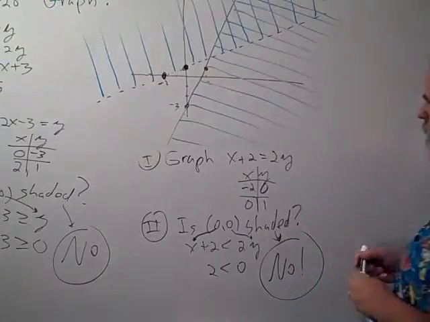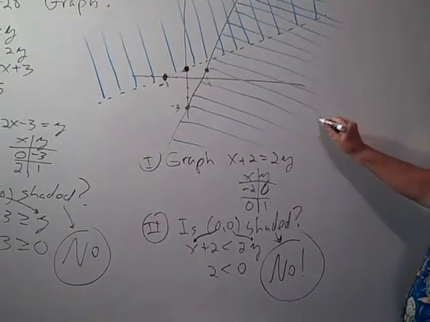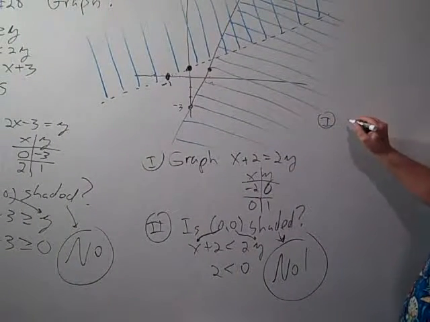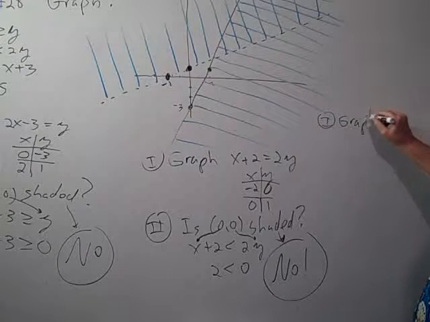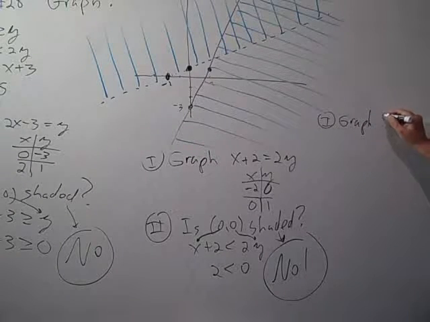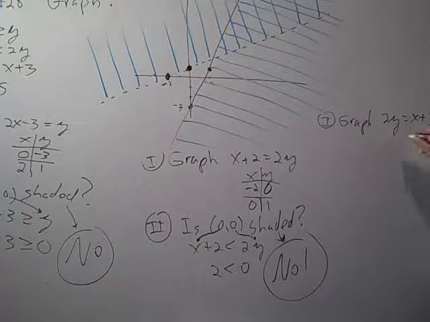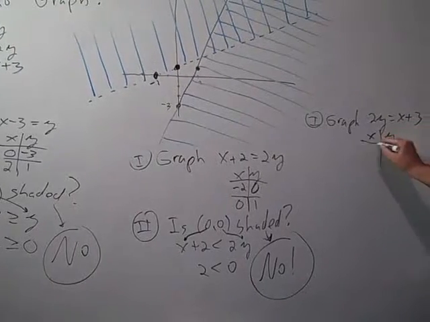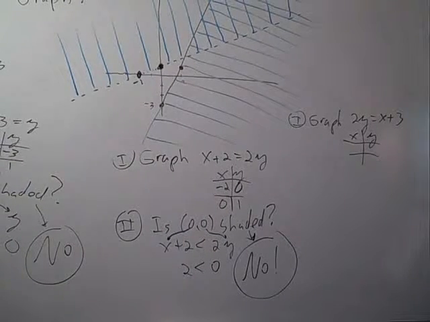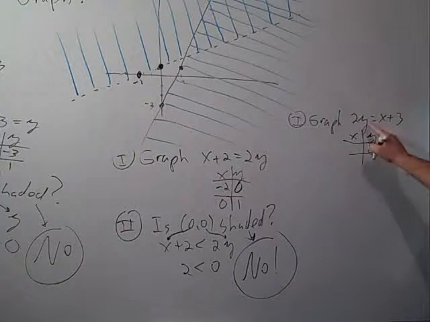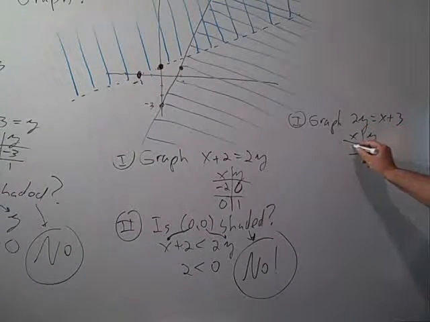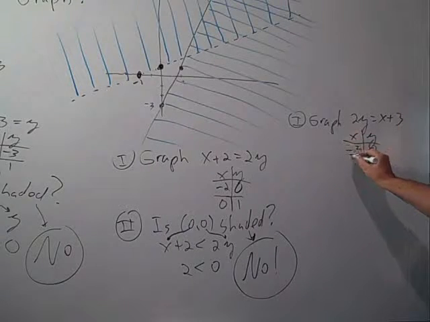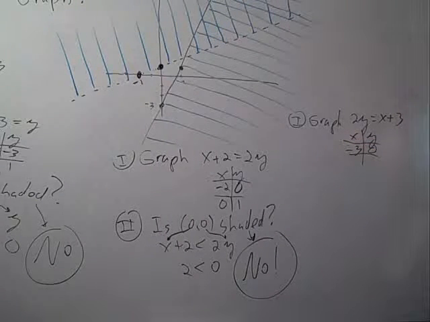So for the third inequality, we have the same 2 questions to ask. First of all, we graph the boundary line, the line 2y equals x plus 3. So we need 2 points on that line to graph it. And if y is equal to 0, then negative 3 plus 3 is equal to 0, so y would equal negative 3. And let's see, what other point can we have?